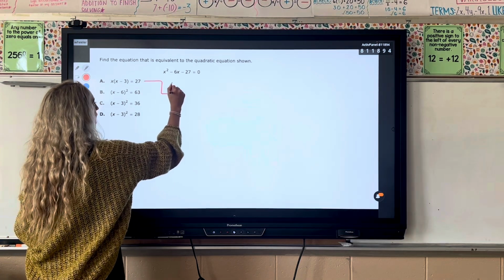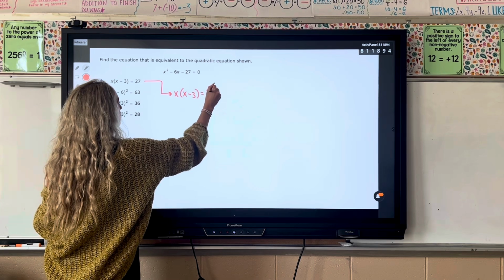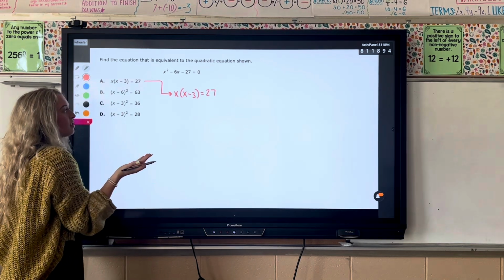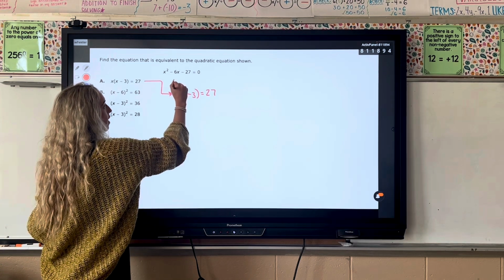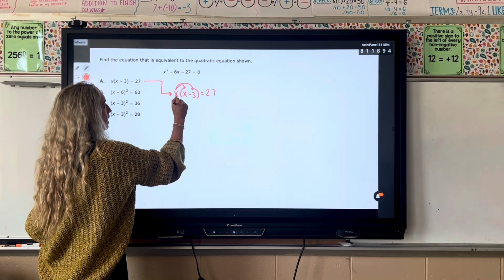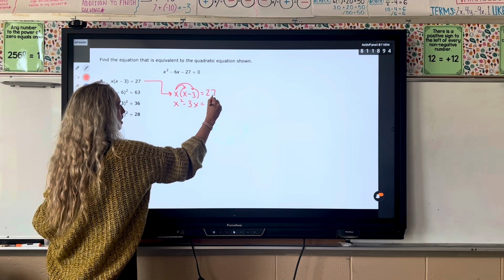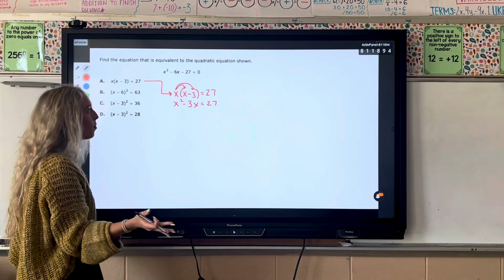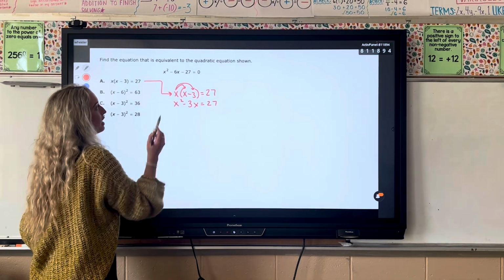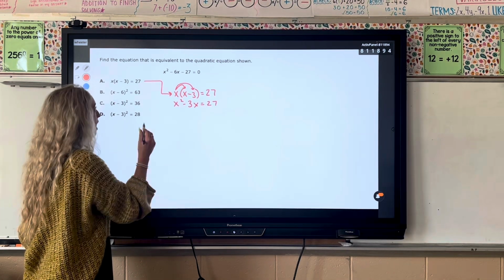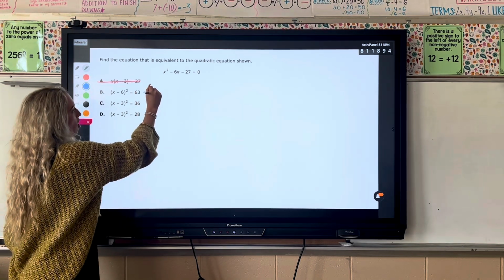So in this case, I have got x times x minus 3 equals 27. It looks like a simple distributive property problem. So if I distribute here, I'm going to get x squared minus 3x equals 27. And off the bat, I know that this is not going to be the correct answer because I'm looking for a negative 6x. So the fact that I don't have that, I'm just going to eliminate choice A.